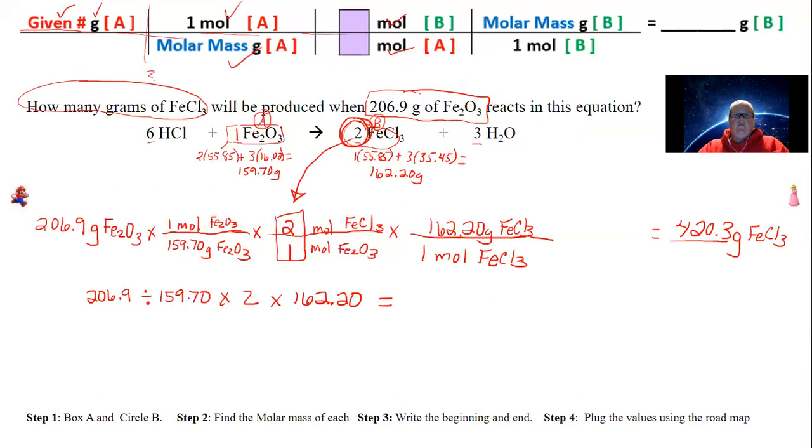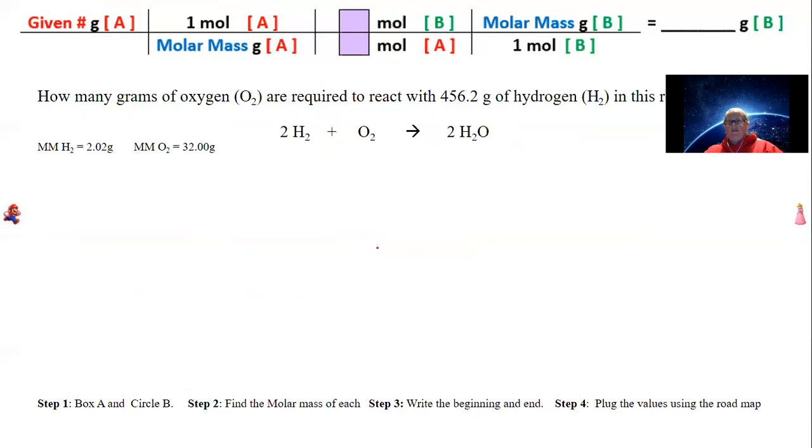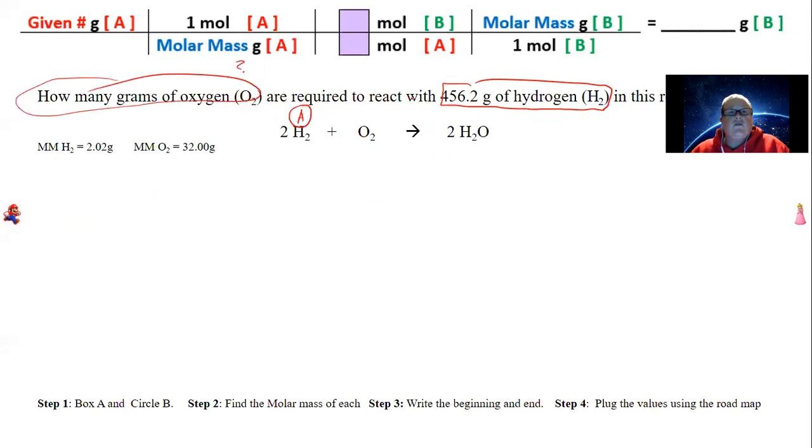So on the first problem, the A was over here, the B was over there. On this problem, they were opposite. On the next problem, we're going to see that they're both on the same side. So how many grams of oxygen are required to react with 456.2 grams of hydrogen in this reaction? So here's my balanced equation. I put a box around A. So my A is hydrogen. And a circle around how many grams of oxygen. So this is my B. Here you see A and B are both on the same side. And sometimes you might have B here and A there.